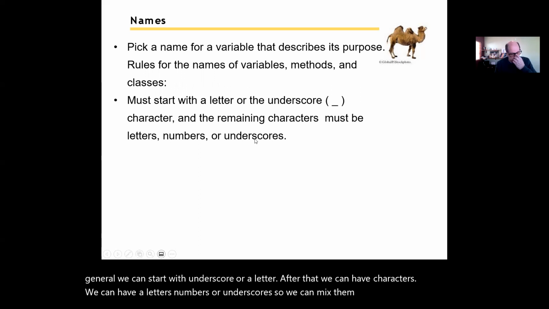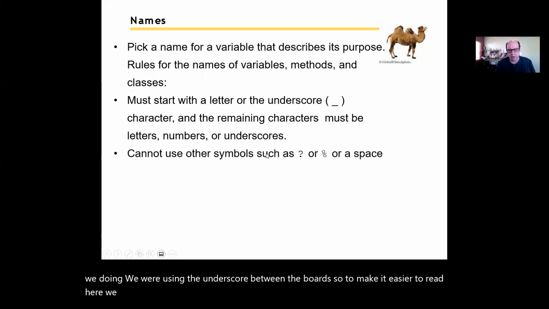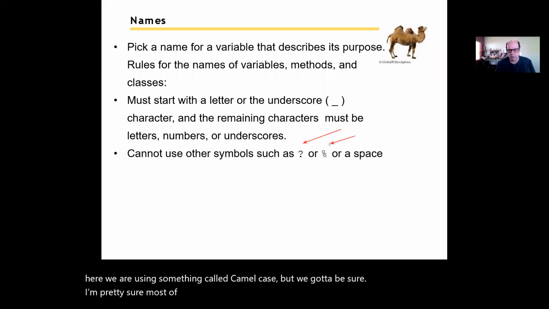Traditionally, we were using the underscore between the words to make it easier to read. Here, we are using something called Camel Case. But you've got to be sure, and I'm pretty sure most of you know coming out of the C++ class, that we don't have any special characters in here, just letters, numbers, and underscore.